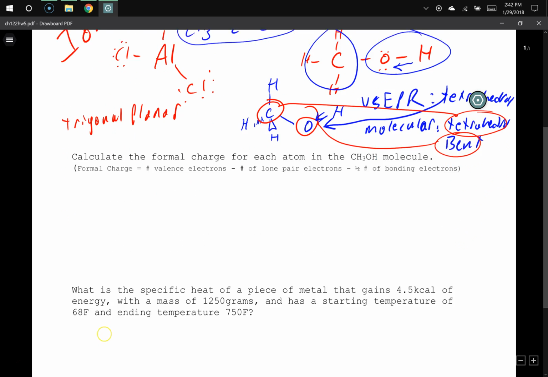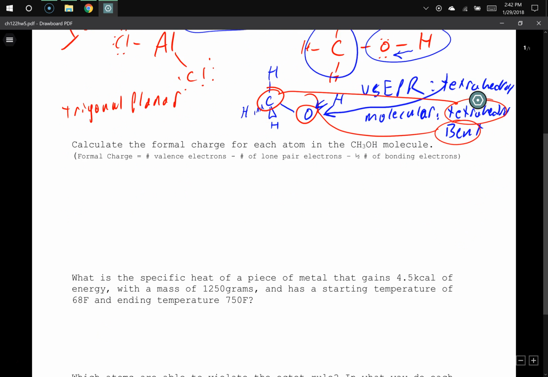Okay. All right, so we're going to do the formal charges on the methanol. We'll do the carbon first. So how many valence electrons for a carbon? I got 4. Number of lone pairs of electrons on that: 0. Number of bonding electrons, 8, divided by 2 is 4, so 0. Everybody okay with that?